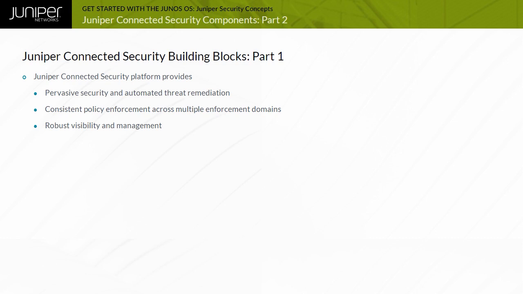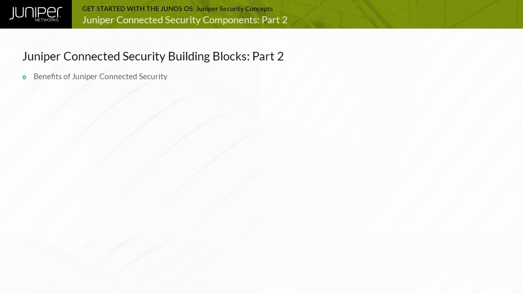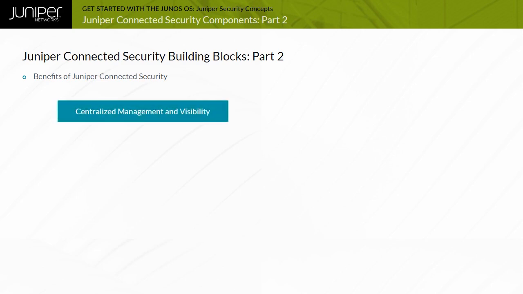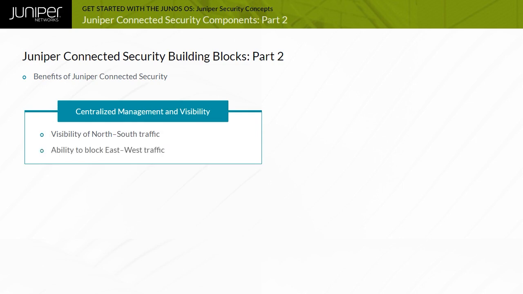Automation is prevalent throughout Juniper Connected Security. The elements in the Juniper Connected Security solution provide benefits such as centralized management and visibility. You gain visibility of north-south traffic and the ability to block and examine certain traffic when using the ATP appliance, east-west traffic, when a threat is detected originating from an internal source. The entire network infrastructure is operationalized and managed as a single enforcement domain. As each device in Juniper Connected Security meets the security requirement, it is configured with the same policy as other devices, thereby reducing administrative overhead and simplifying the operation of the entire network.